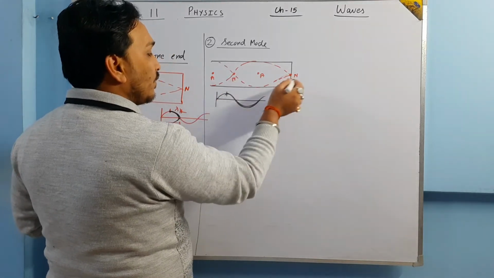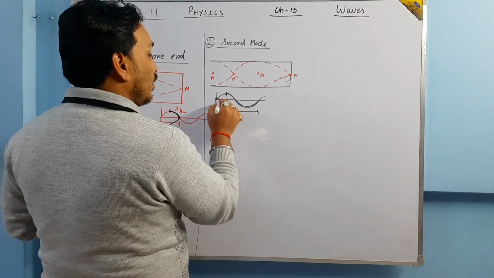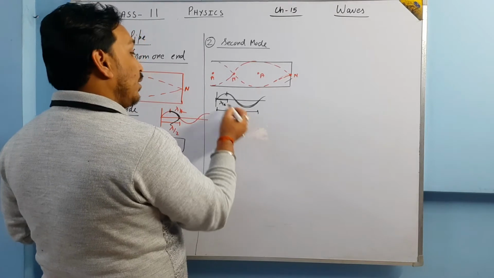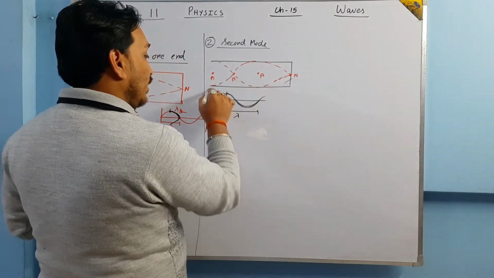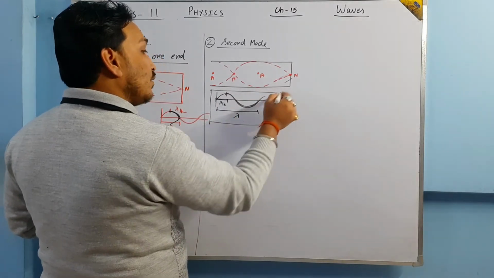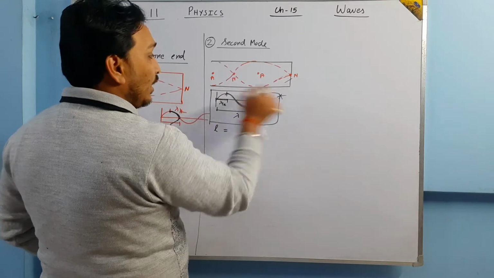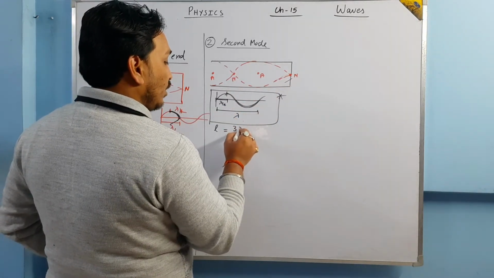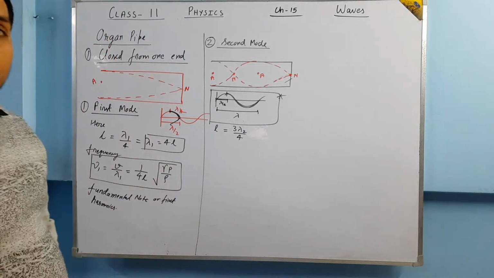This much wave is there. This total length is what? Lambda. This total length is what? Lambda by 4. So basically, for lambda minus lambda by 4, what we are going to have? 3 lambda by 4. So here, in this case, this is for understanding only. So here in this case, L is equal to what? Length of the organ pipe is equal to what? Lambda minus lambda by 4, that is your 3 lambda by 4.